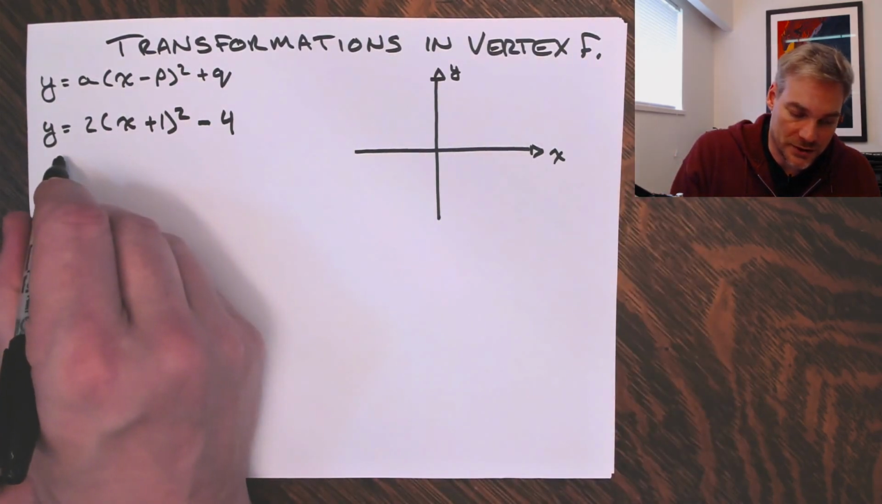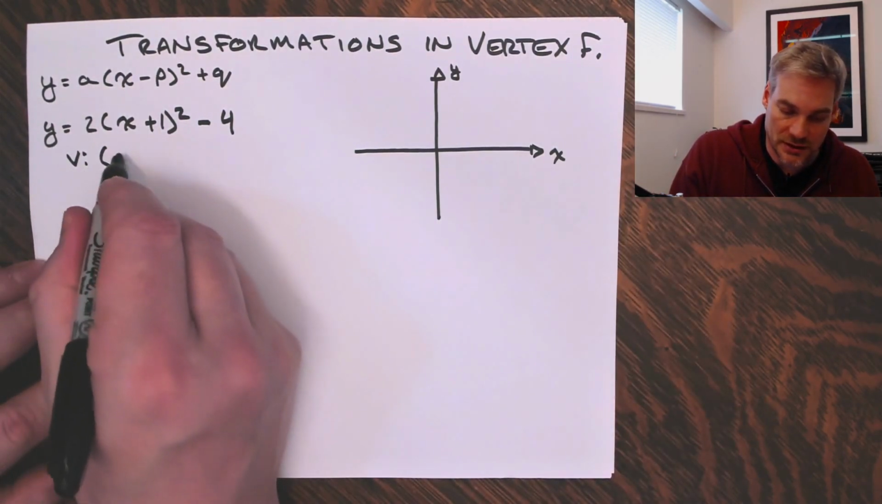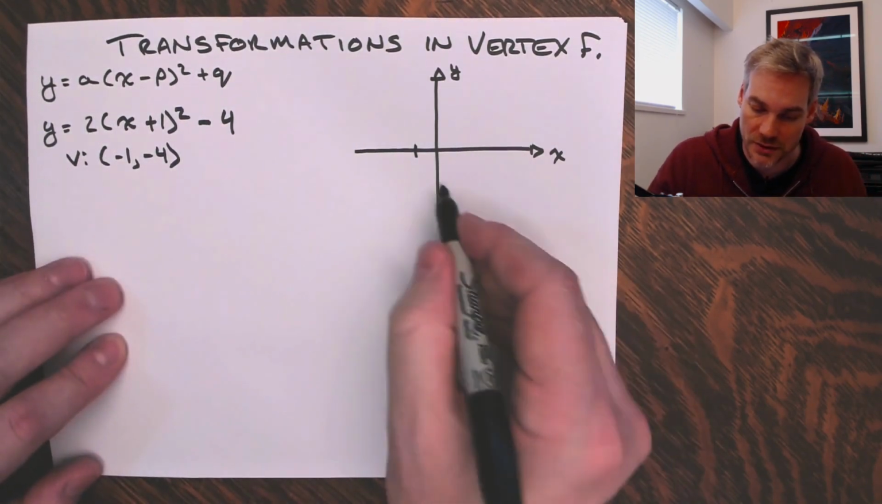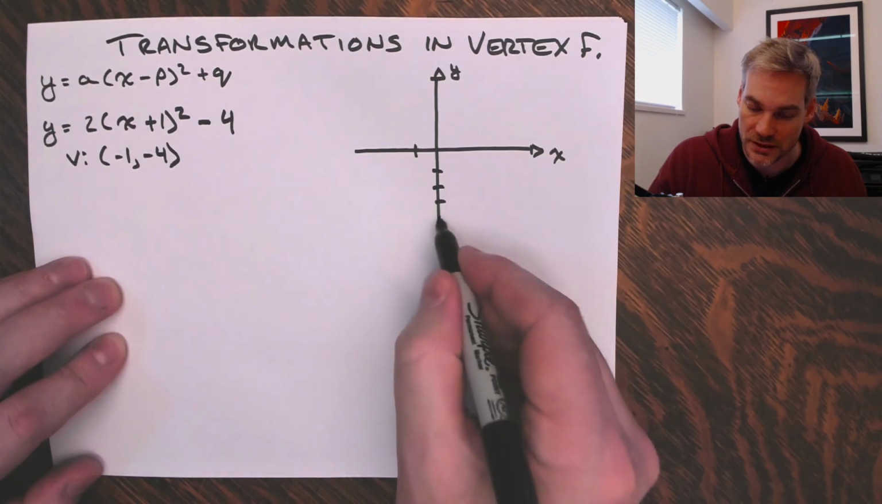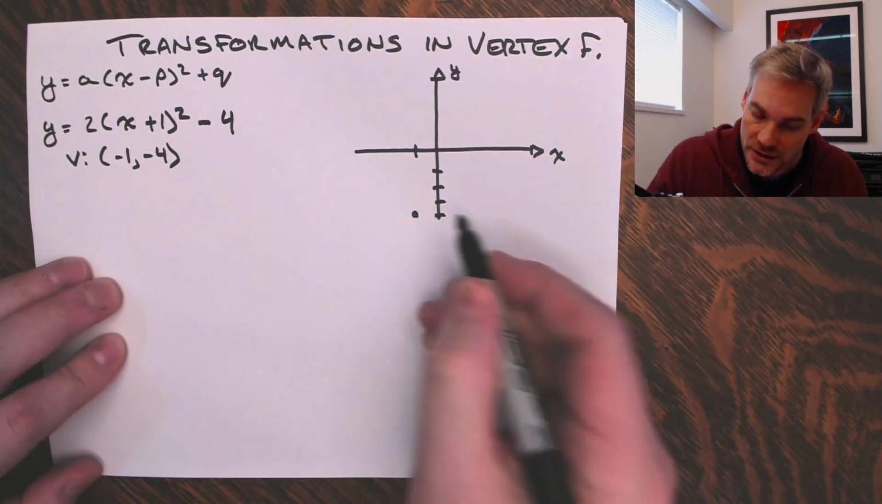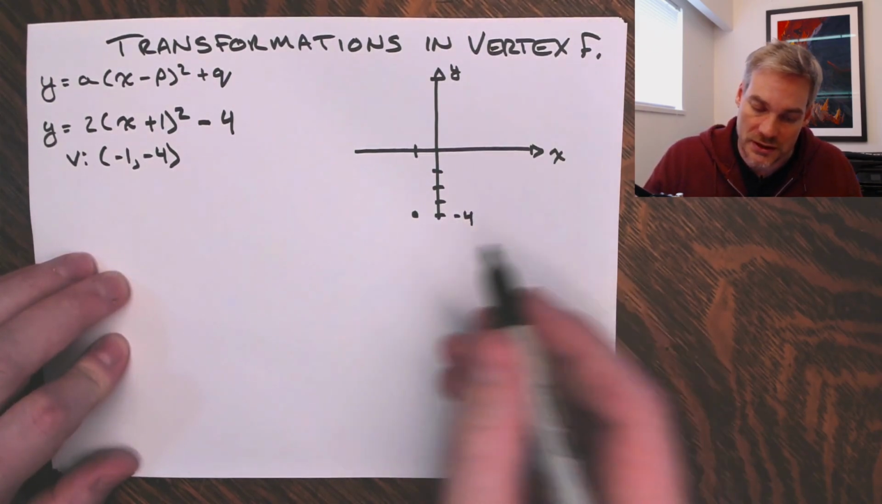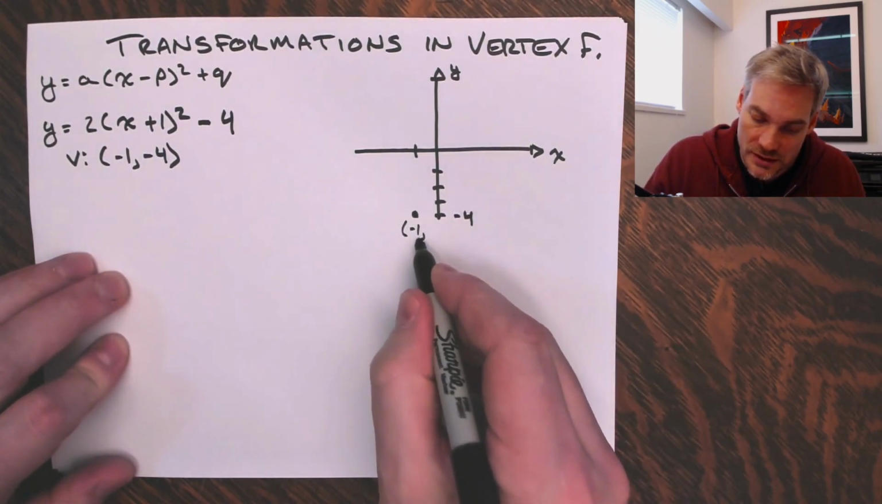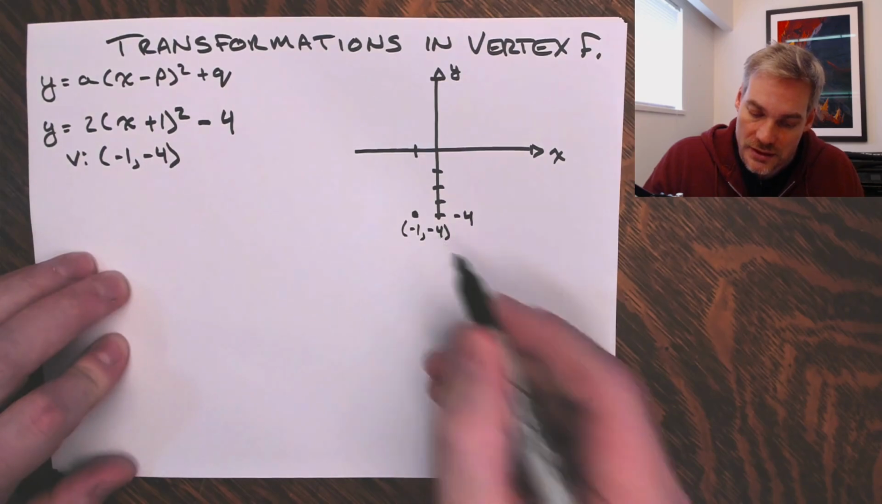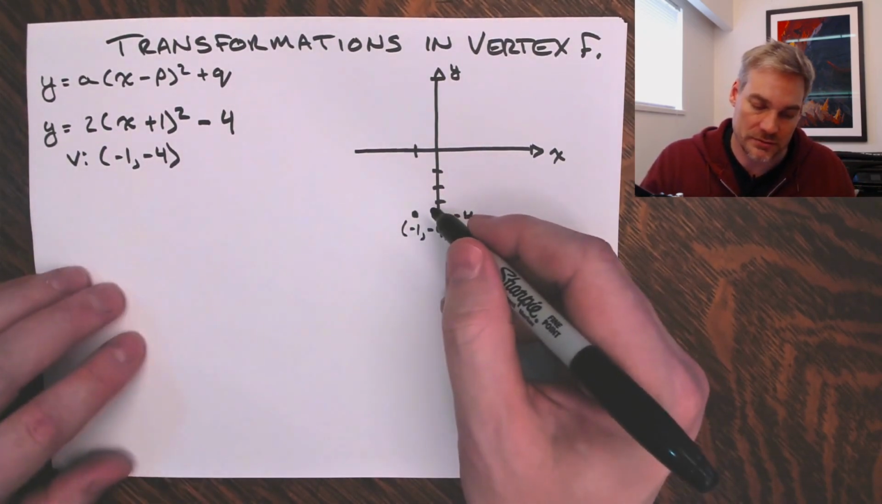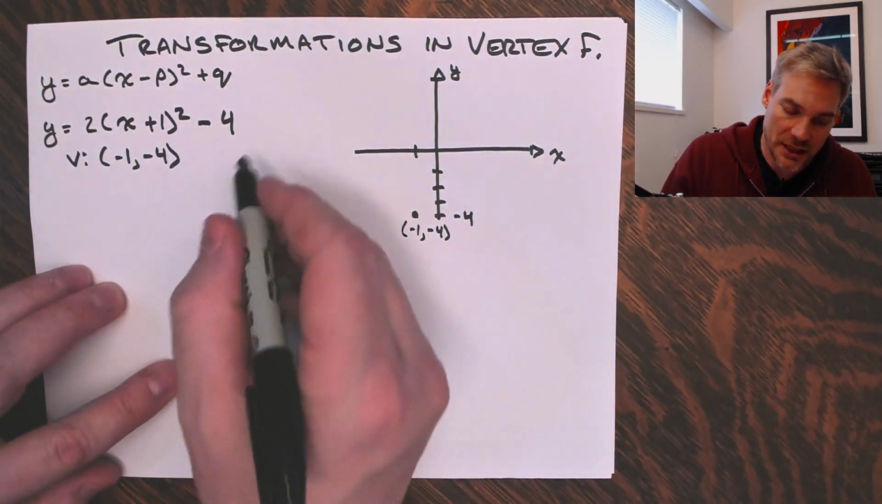So let's read our vertex. Our vertex is -1, -4. So we go -1 and 1, 2, 3, 4. So right at the bottom here. And let's write that -4. It's sometimes hard to write with Sharpie. But now let's do a bit of a table of values.